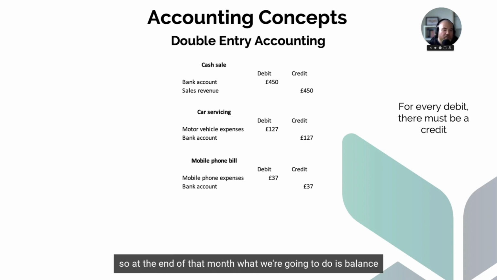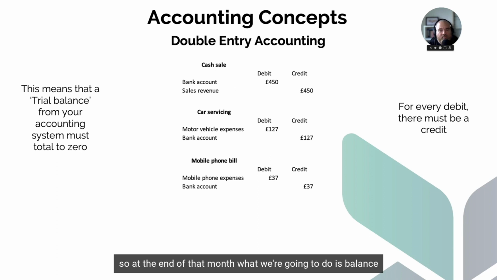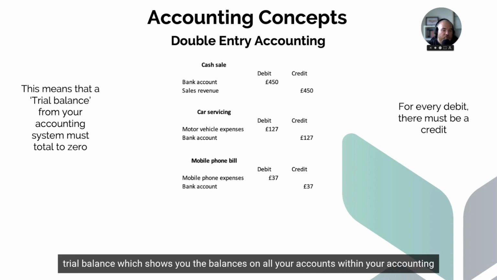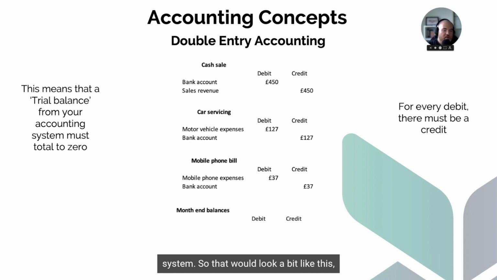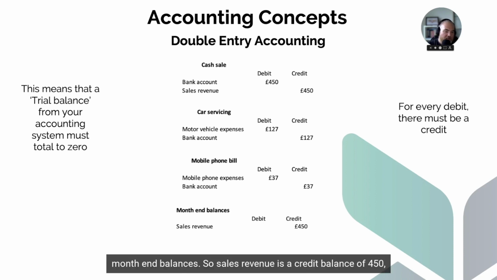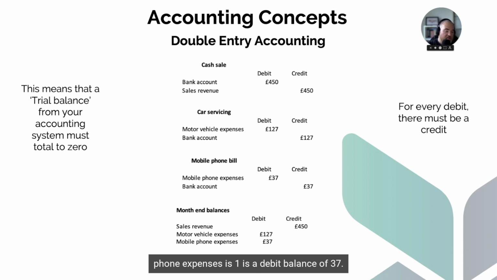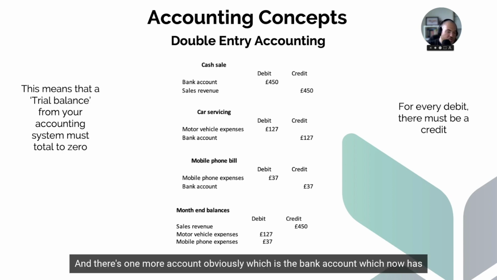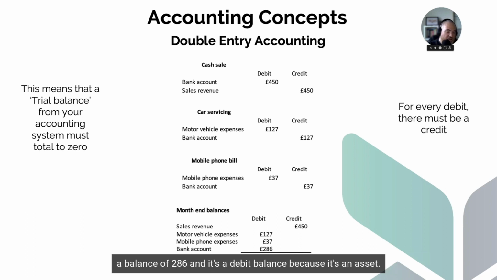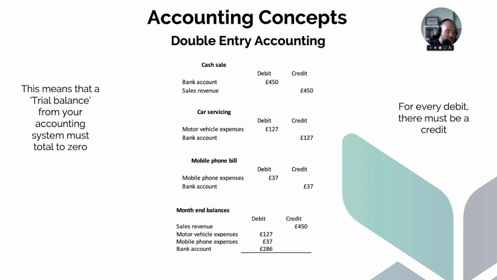But at the end of that month, what we're going to do is balance off the accounting system. The way that works is you run a trial balance, which shows you the balances on all your accounts within your accounting system. That would look a bit like this, month-end balances. So sales revenue is a credit balance of 450. Motor vehicle expenses is a debit balance of 127, and mobile phone expenses is a debit balance of 37. And there's one more account, obviously, which is the bank account, which now has a balance of 286, and it's a debit balance because it's an asset.